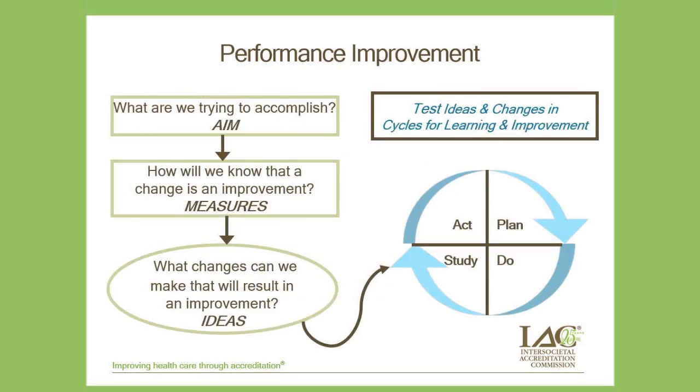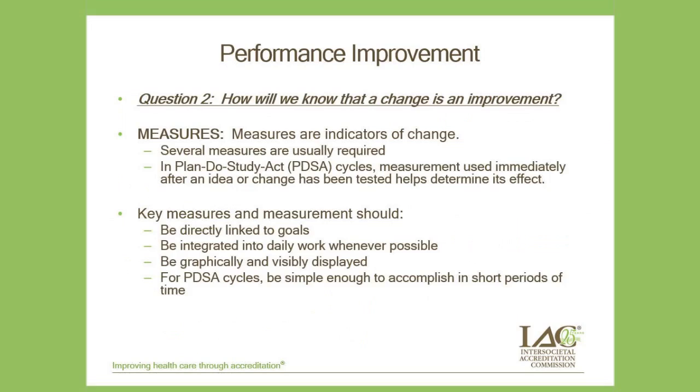Next, we need to know what we're going to measure in order to determine if we're meeting our aim. Measures are indicators of change. Several measures are usually required for a project. In PDSA cycles, measurement used immediately after an idea or change has been tested helps determine its effect. Key measures and measurements should ideally be directly linked to goals, be integrated into daily work whenever possible, be graphically and visibly displayed, and for PDSA cycles, be simple enough to accomplish in short periods of time.